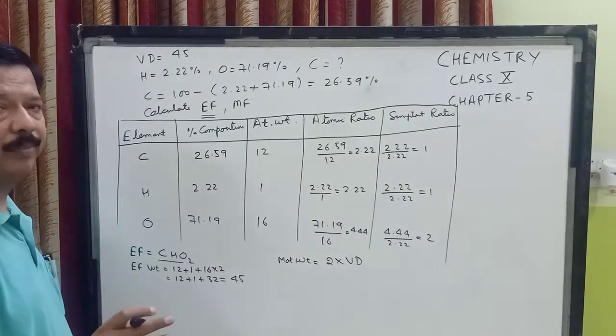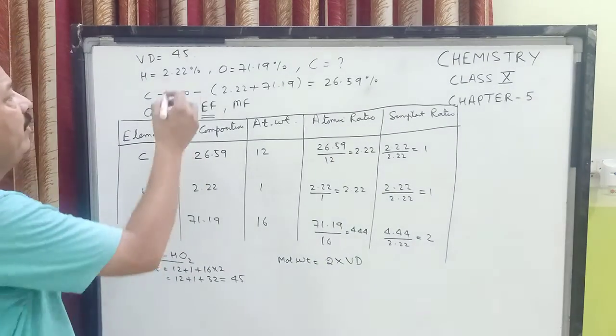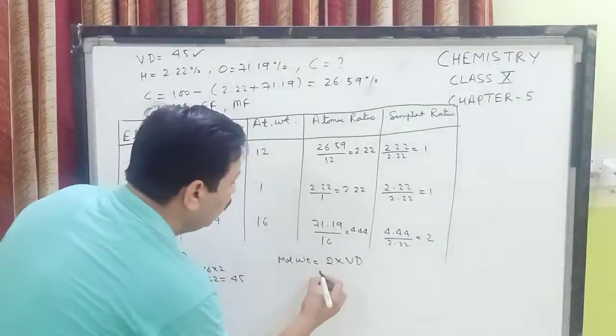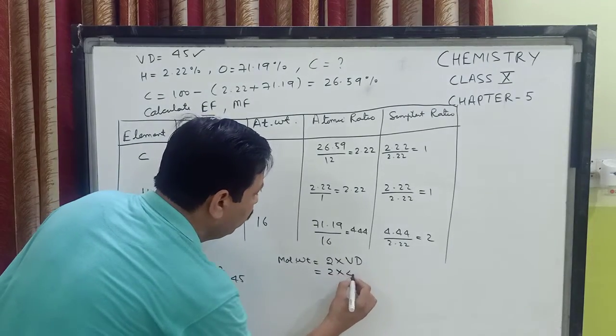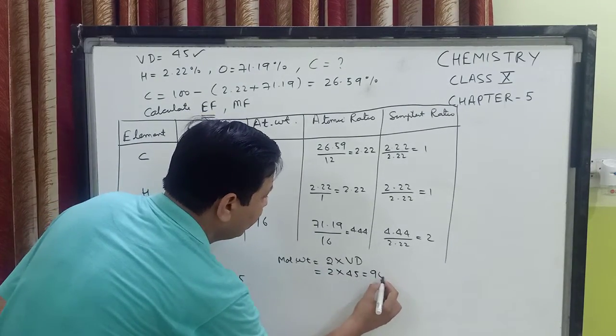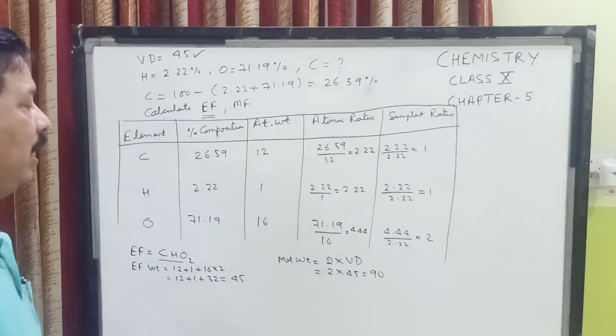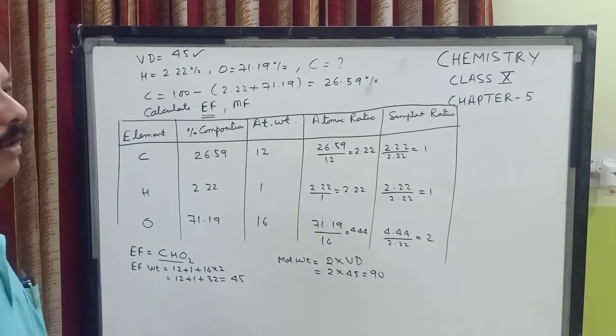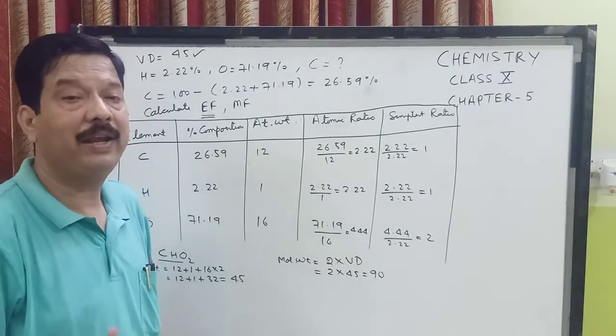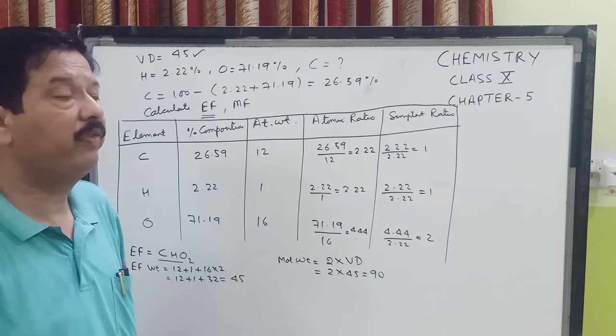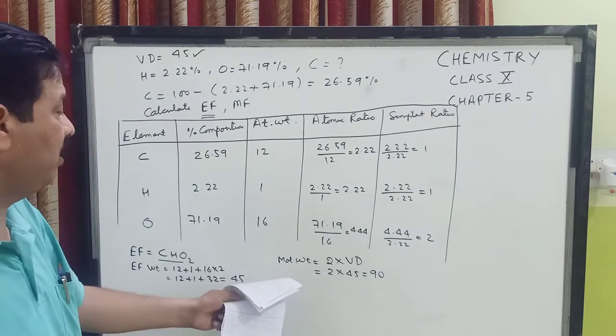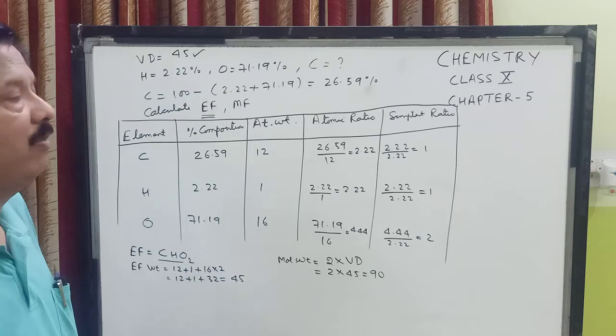Molecular weight of a compound is equal to twice the vapor density, and the vapor density is given over here. So that makes 2 into 45, which is 90. Now children, after doing this, it was asked to find out the value of n. N is the natural number which is the ratio of molecular weight divided by empirical formula weight.